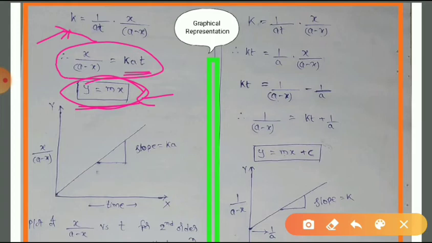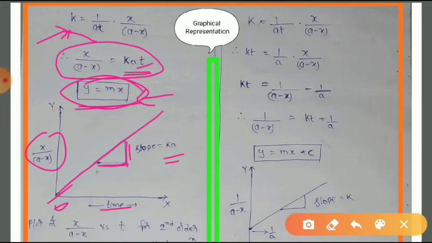If you plot the above equation, on the x-axis we have taken the time, and on the y-axis x upon a minus x. If you plot the graph, we will get a line which is passing through the origin, 0. The slope for this equation will be k a. So this is a plot of x upon a minus x versus t for second order reaction with equal initial concentration.